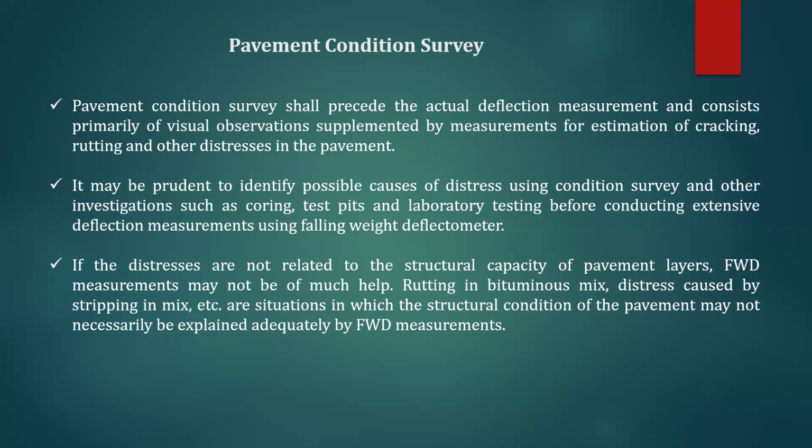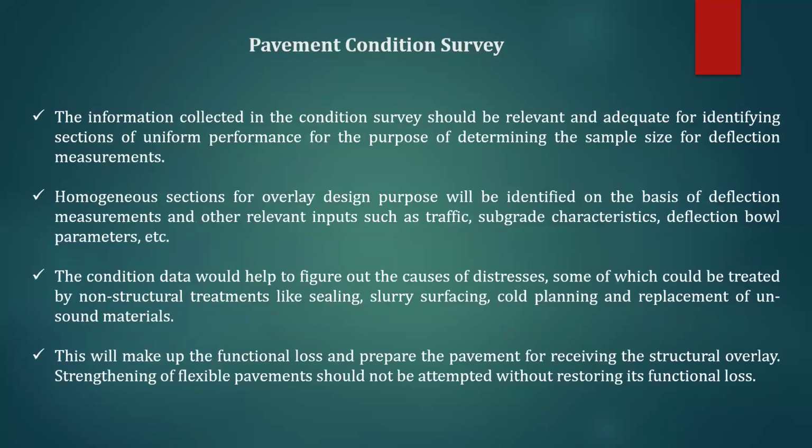So that's what I told. Rutting in bituminous mix and distress caused by stripping in the mix are situations in which the structural condition of the pavement may not be necessarily explained adequately by FWD measurements. So the information collected in the condition survey should be relevant and adequate for identifying sections of uniform performance, for the purpose of determining the sample size for the deflection.